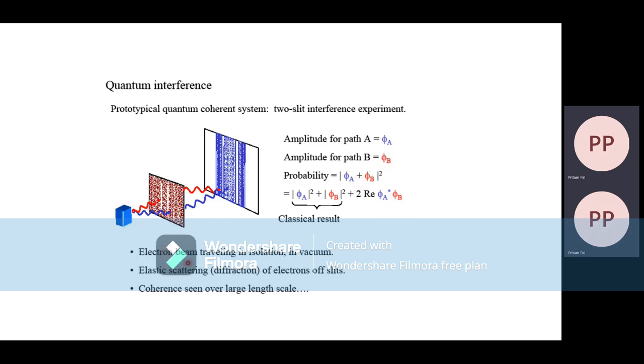Okay. So the electron beam is traveling in isolation in vacuum. The elastic scattering, which is basically the diffraction of the electron state, so coherence persists over large length scales.